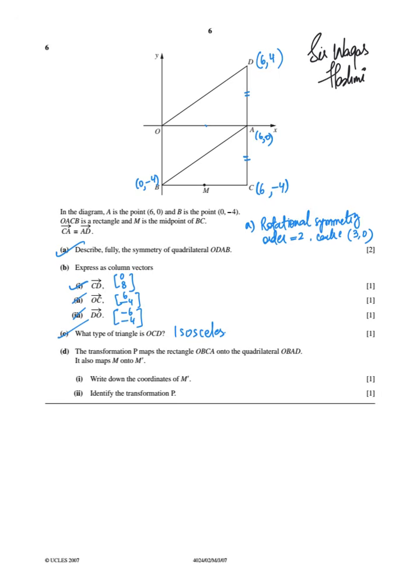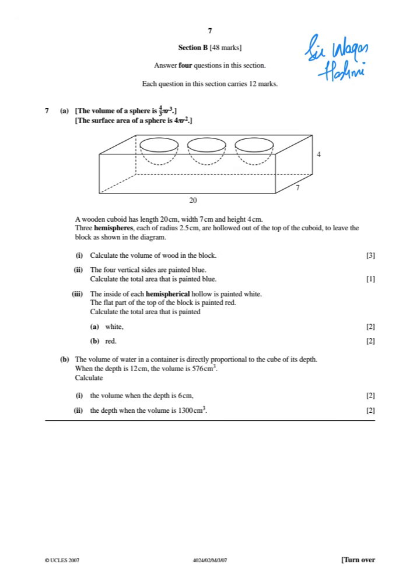After that, the transformation P maps the rectangle OBCA onto the quadrilateral OBAD. It also maps, so that is shear. That part has been eliminated from your course. So it's here. We are not doing it because it is already exempted from CI. It's question number 7 from the topic mensuration.